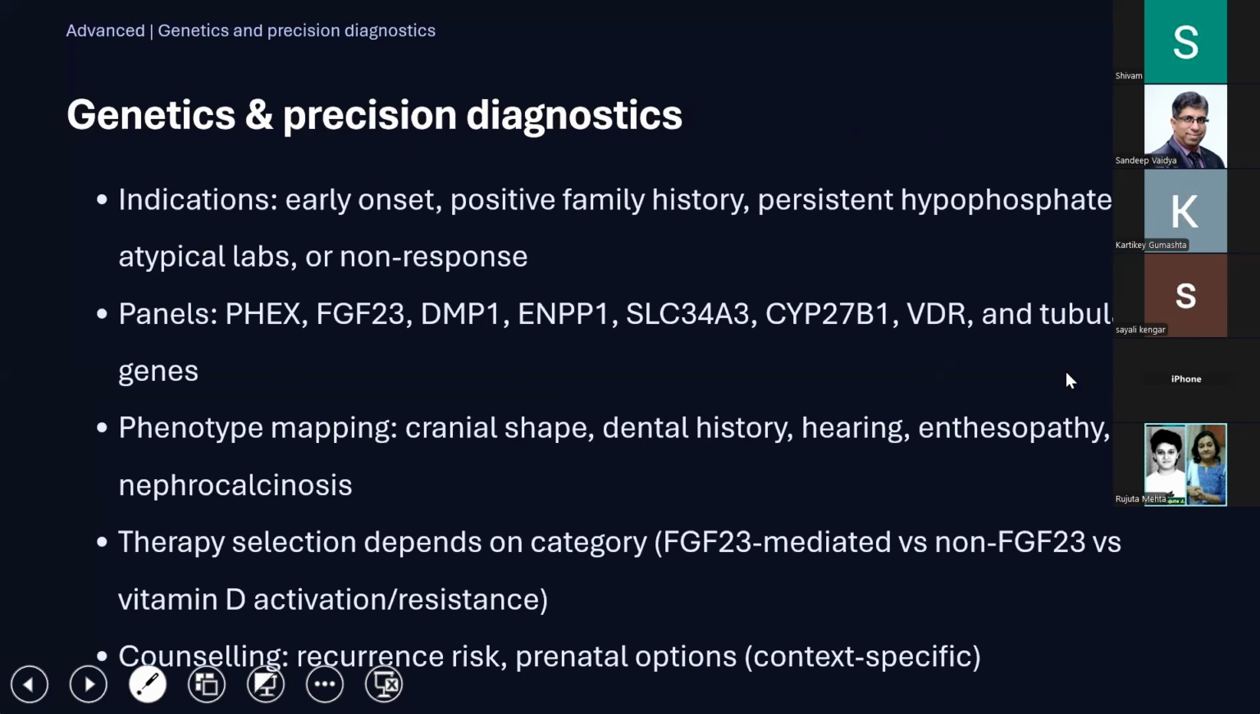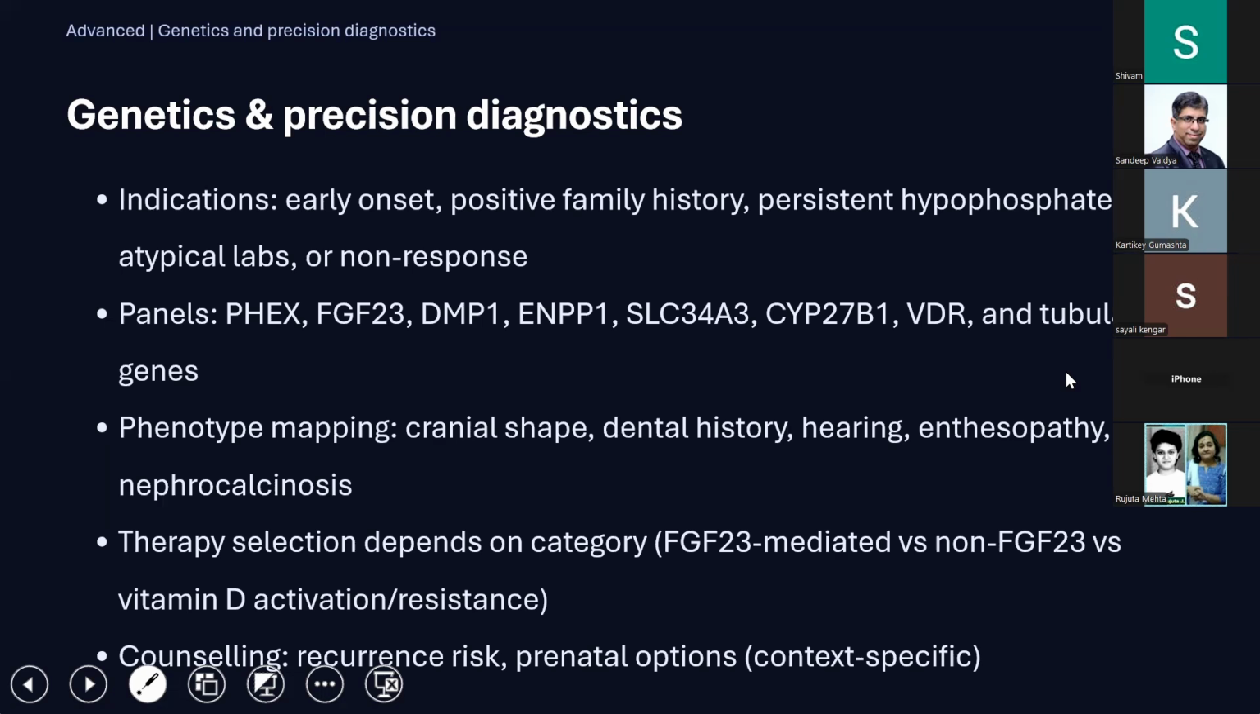And coming to the genetics aspect of it, the indications of genetic involvement are when there is an early onset of rickets, if there is a positive family history, if there is persistent hypophosphatemia and atypical biochemical markers, and in non-responsive cases. That is when genetic involvement should be considered, in which multiple panels can be done.